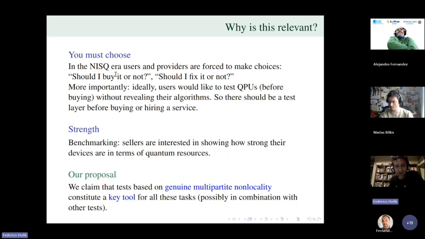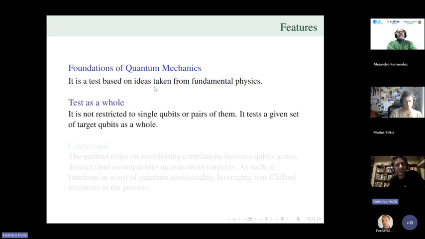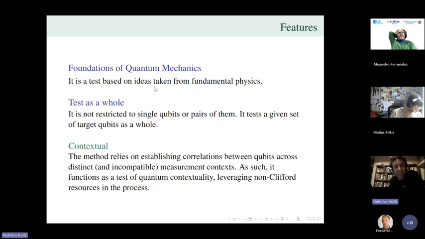So in this talk, I will try to convince you of these ideas. The general features are that this type of test is based on ideas taken from foundations of physics, from fundamental physics, and it is a test as a whole. It is not restricted to single qubits or pairs of them. It tests a given set of target qubits as a whole.